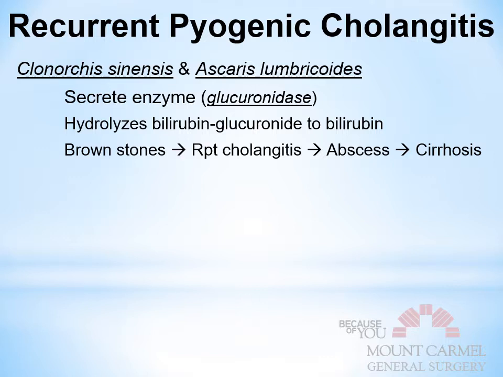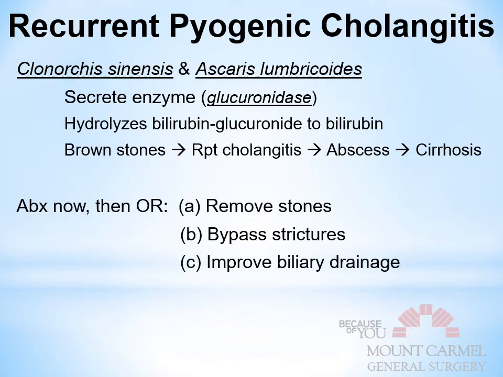Recurrent pyogenic cholangitis occurs primarily with these two organisms, Clonorchis sinensis and Ascaris lumbricoides. Both of them secrete an enzyme, the glucuronidase, from earlier. If you remember, that actually breaks up that bilirubin-glucuronide bond, and what it does is it causes the bilirubin to essentially be free and the glucuronide to do the same. You get repeat stones and repeat bouts of cholangitis, and eventually those work their way up the biliary tree until you get abscesses and cirrhosis.